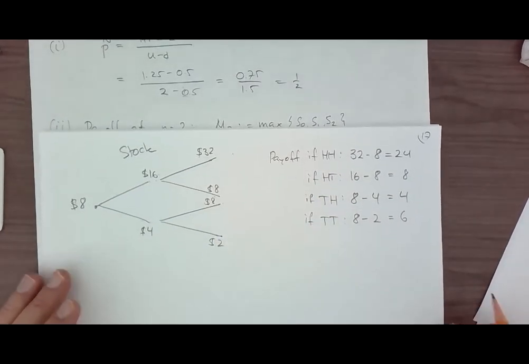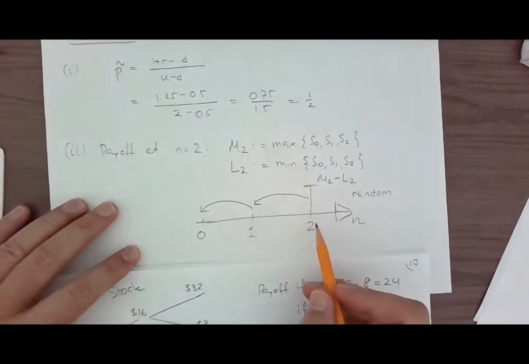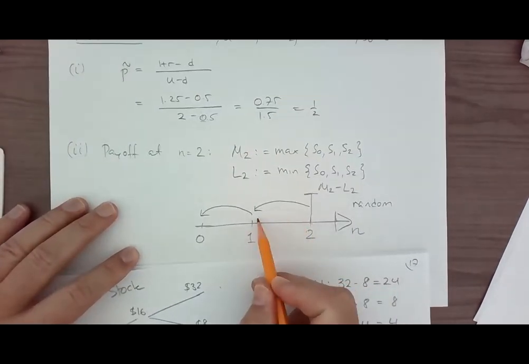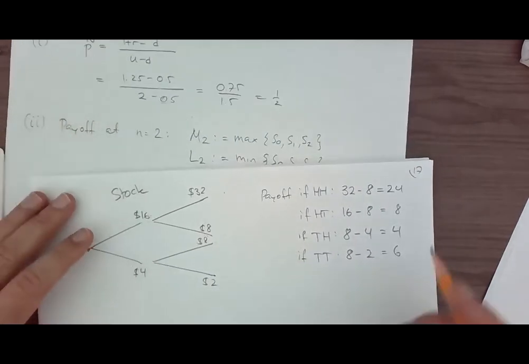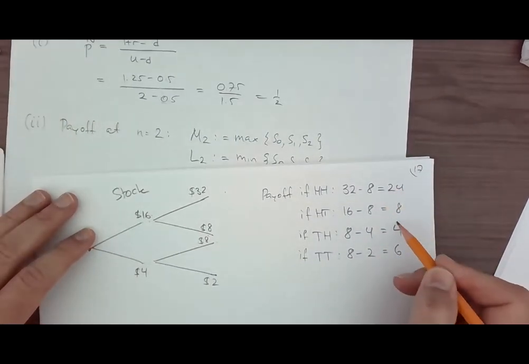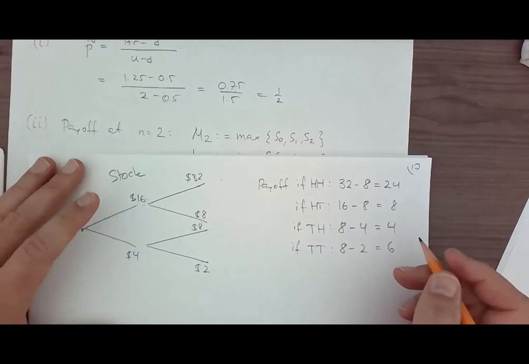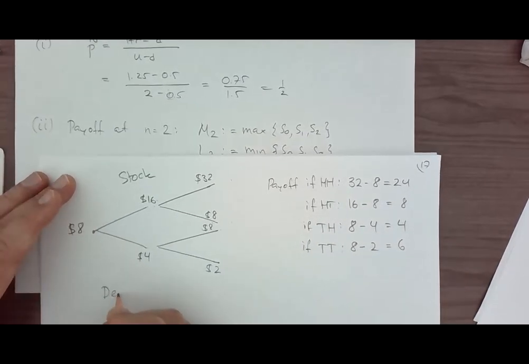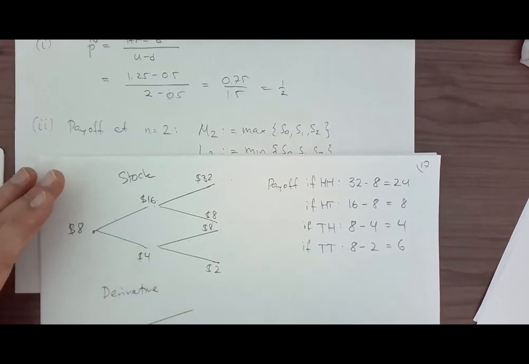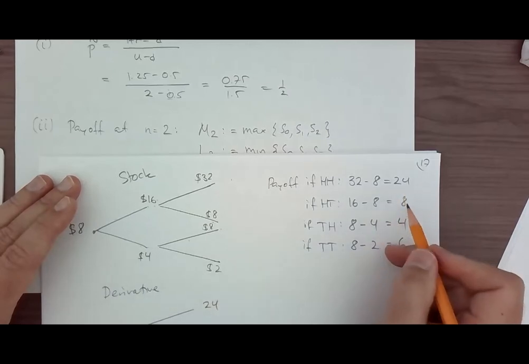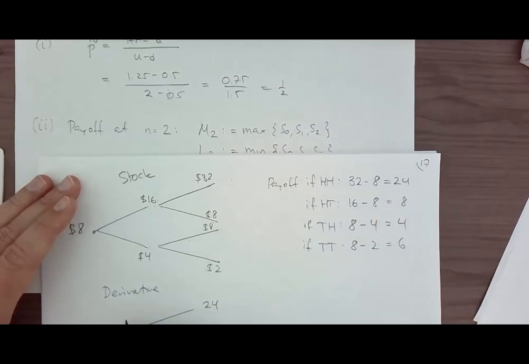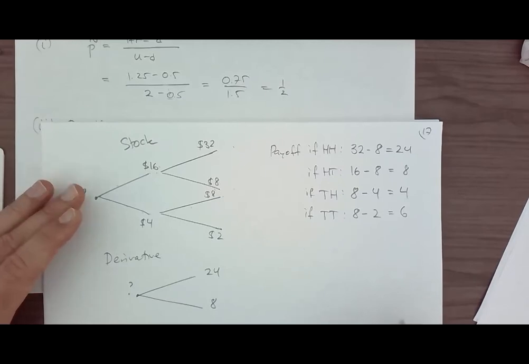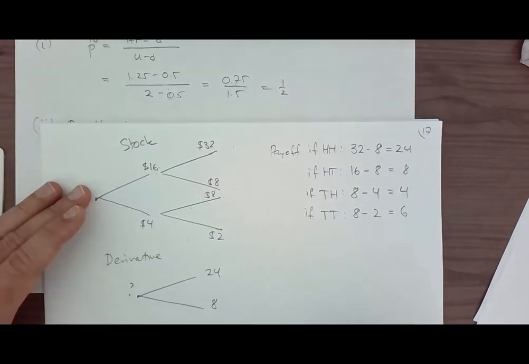So as usual, we move it back. At time 2, we move it back once. So we're going to move this payoff back, and we're going to move this payoff back. How do we do it? So the tree that we're looking at, this is a derivative. Here we're going to have 24 and 8. What is the value there? And the same thing, we also need to do it for the other one. So we have 4 and 6, and what's the value here?